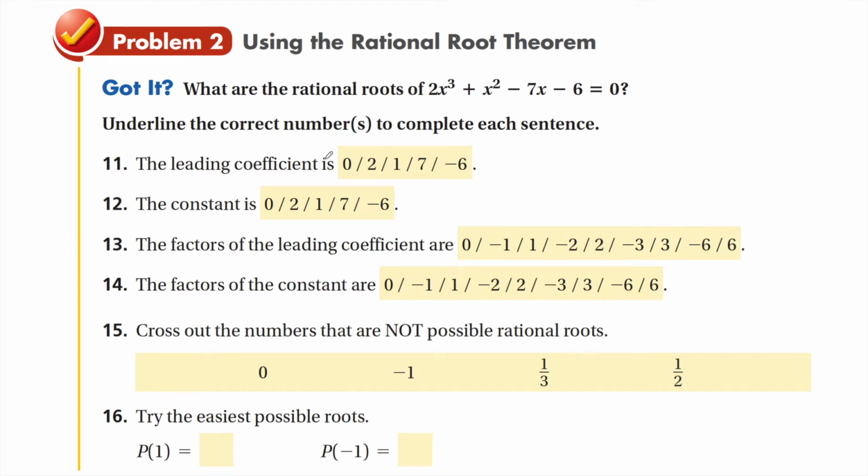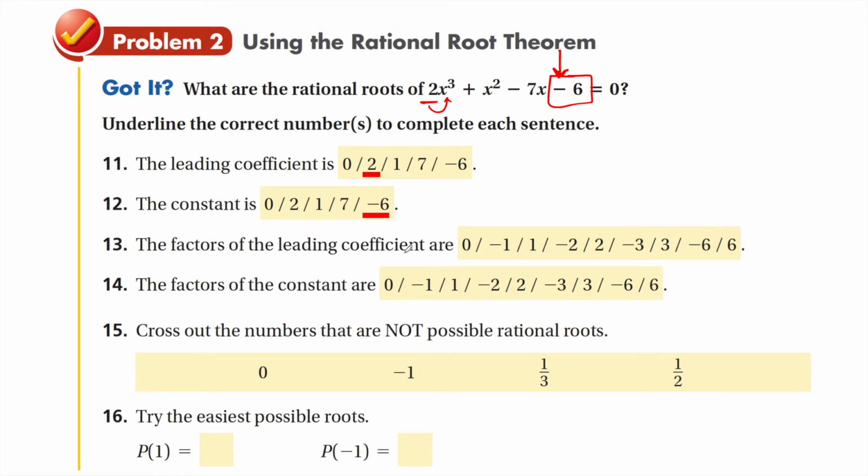Well, the leading coefficient is going to be 2, because the 2 is attached to the highest exponent degree, which ends up being 3. So we're going to end up underlining the 2 because that's our leading coefficient. The constant, or the number that's by itself, is going to be a negative 6. Paying attention to that sign is very key.